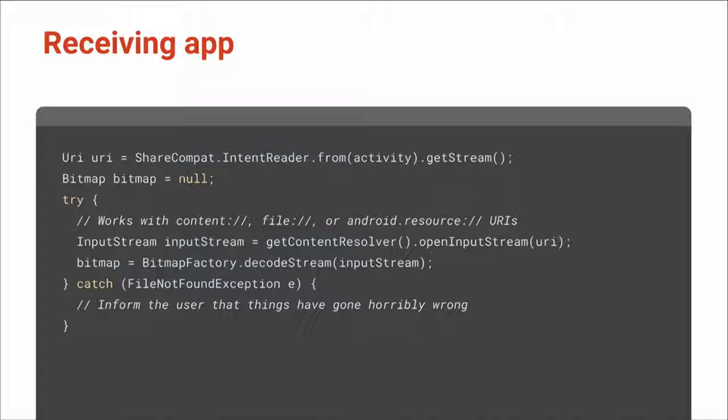From your receiver's perspective, it shouldn't matter how the sending app is sending that file across because you can parse it all in the same method. So right here, we just use BitmapFactory to extract a bitmap from it.